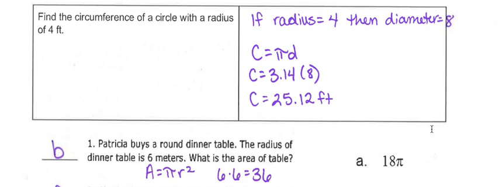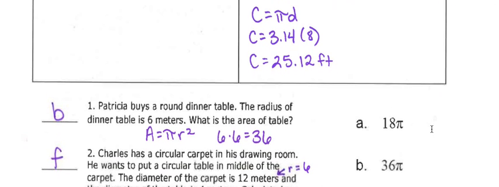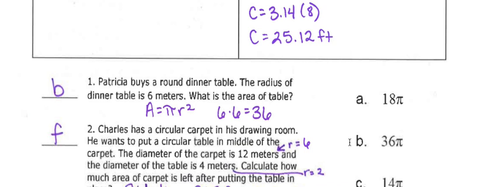Patricia buys a round dinner table. The radius of the dinner table is 6 meters. What is the area? Well, area is pi r squared. So r squared, the radius is 6. 6 times 6 is 36. So my area is going to be 36 times pi, which is selection B.